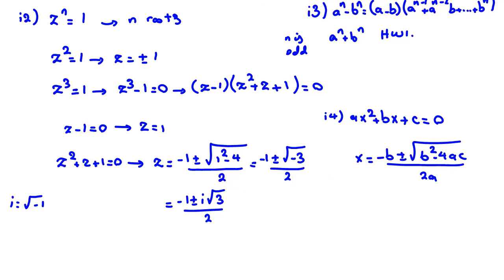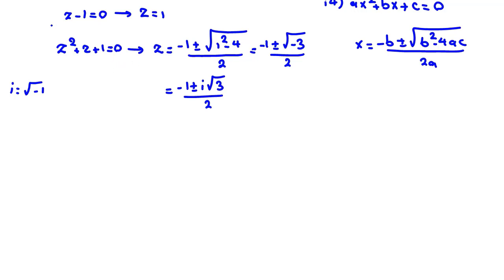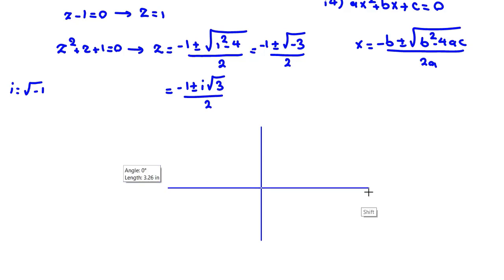Okay, so let's see for n equals 3. The polar form will be what? Then we try to solve it in polar form for general n. Here, for n equals 3, the roots are what? One answer is 1, and the other two answers are negative 1 plus i root 3 over 2, and negative 1 minus i root 3 over 2. So let's draw them.